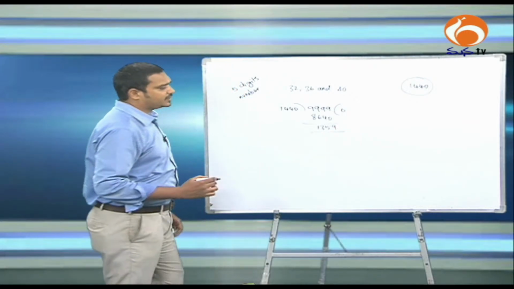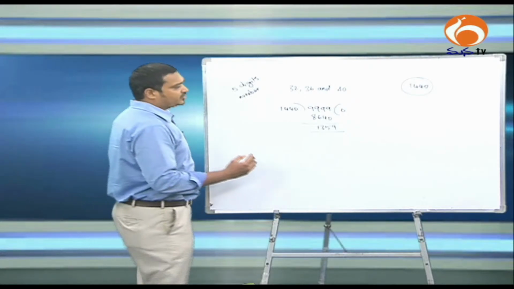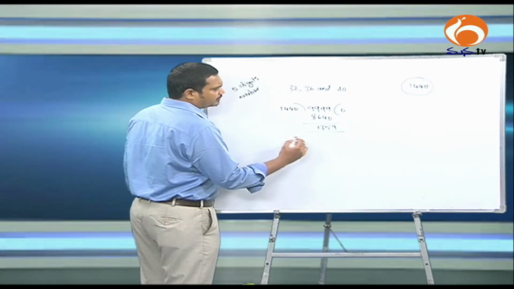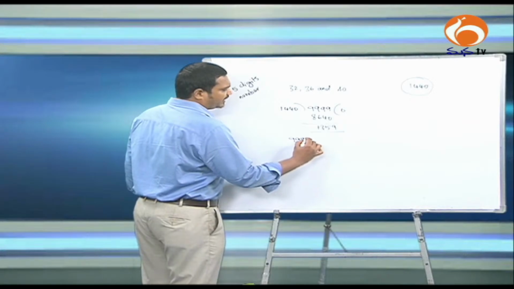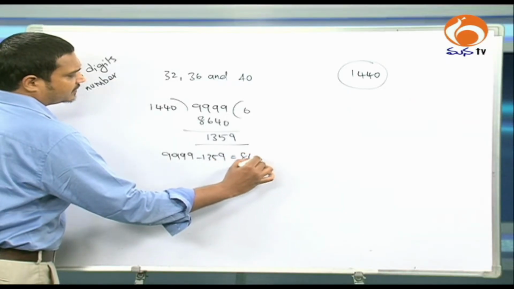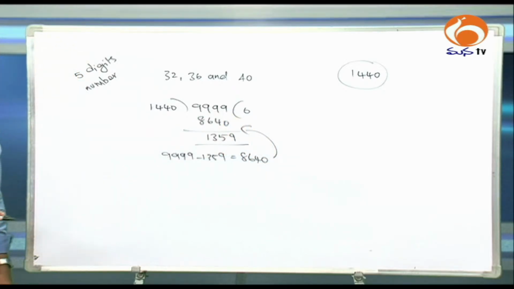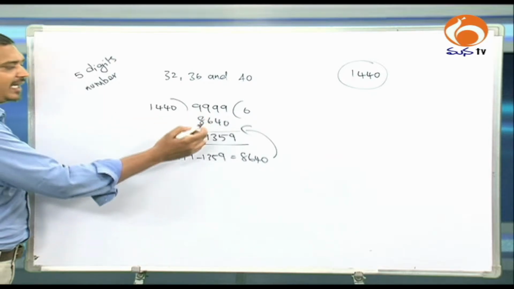And the difference is going to be 1359. Okay, now just subtract 1359 from 9999, which is 8640, which is nothing but the same number. So it is like, whatever number comes here, the same comes there.